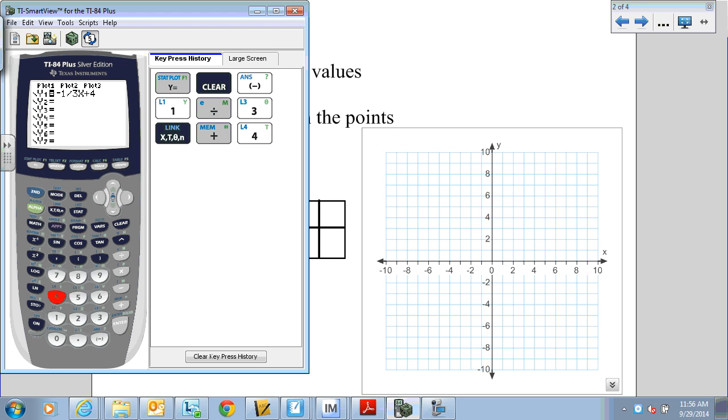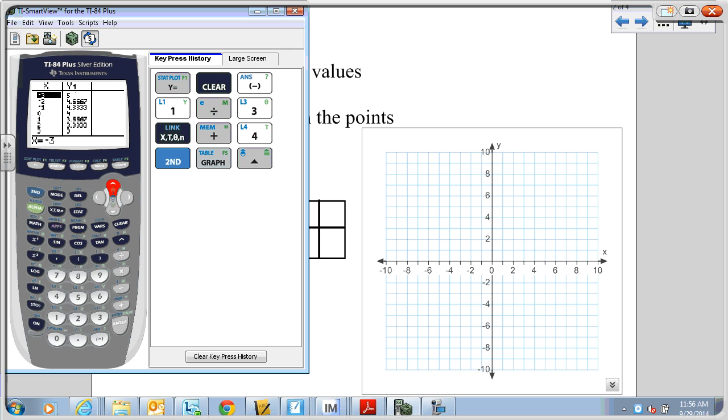And then we're going to look at our table. What I want to do is plot nice points. Right now, negative 2 and negative 1 don't look very nice; they're giving me decimals. But if I go up one space, negative 3 gives me a very nice value. So I've got negative 3, 5, that is a nice value. I've got 0, 4, that's a nice value. And 3, 3, that is a nice value.